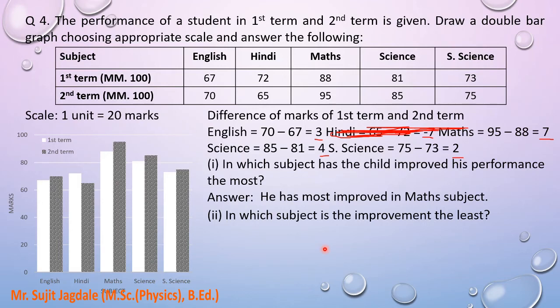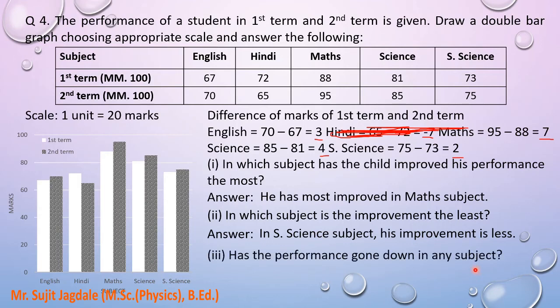That means again we have to consider improvement. So again there is no need to consider Hindi. So what will be our answer? Least means minimum. Which number is minimum among 3, 7, 4 and 2? Obviously 2 is the lowest number. So in the social science subject his improvement is less. So that is the answer for the second question.